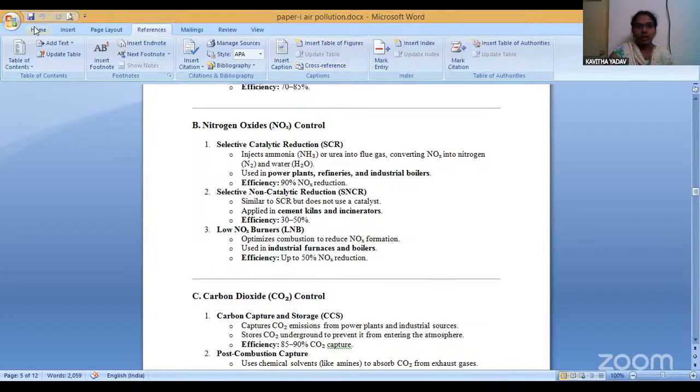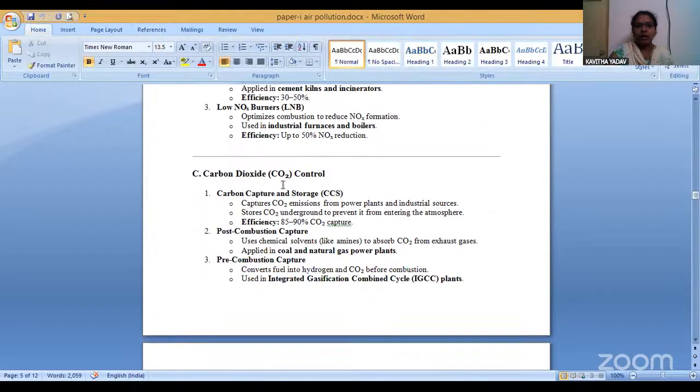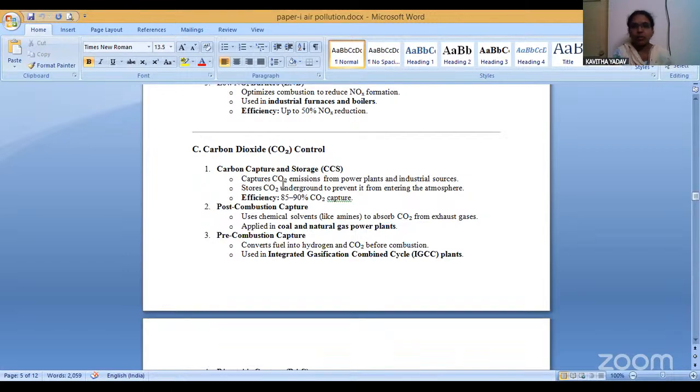Right? Then coming to the next one, carbon dioxide control. In carbon dioxide control, three methods are mentioned. Carbon capture and storage is the first one, CCS. It captures CO2 emissions from power plants and industrial sources. It stores carbon dioxide underground to prevent it from entering into the atmosphere.